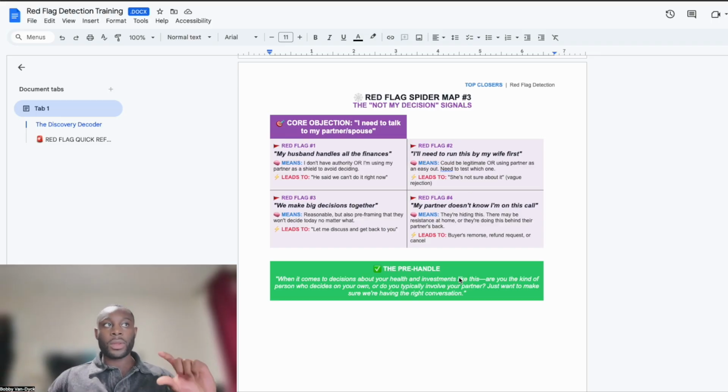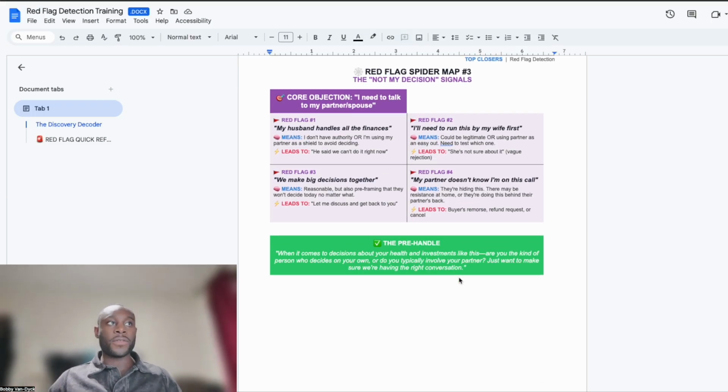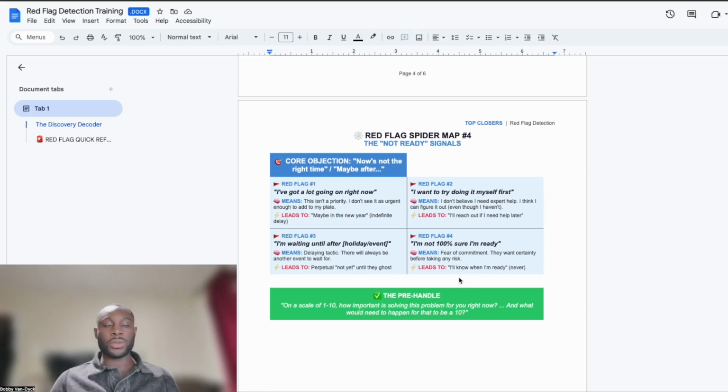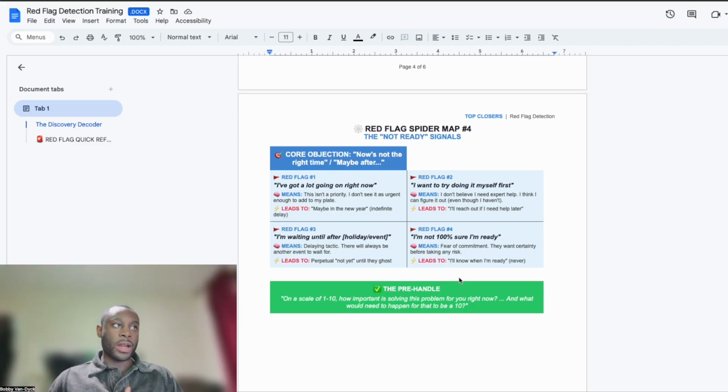So, the last one we're going to go through is the core objection: for now it's not the right time, maybe after, no, not ready signals. So, I've got a lot going on right now. This isn't a priority. I don't see it as urgent enough to move forward, right? You're going to get that a lot. This leads into maybe in the new year, depending on the timing, but maybe after work is busy, maybe after my birthday, after this, after that, just pushing off, procrastinating.